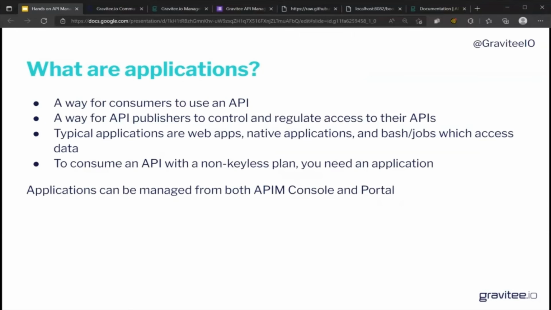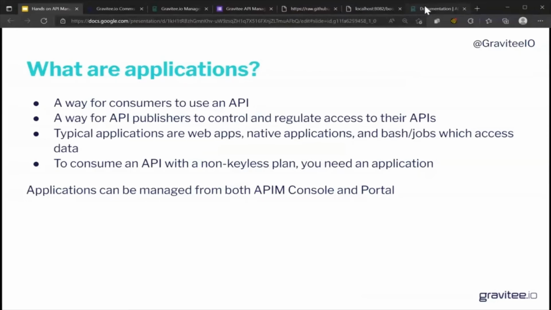So maybe we've got a premium plan, maybe we've got the basic plan, maybe we've got the free plan, and we can effectively regulate and see who's using what and allow people to subscribe to them. And typical applications are web apps, native applications, any kind of batch jobs that are accessing the data. And like we said, because we've now got a non-keyless plan, we need to create an application to be able to access the employee stuff. And you can do them both from the APIM console and the portal. So for an example, let's do it from the portal.